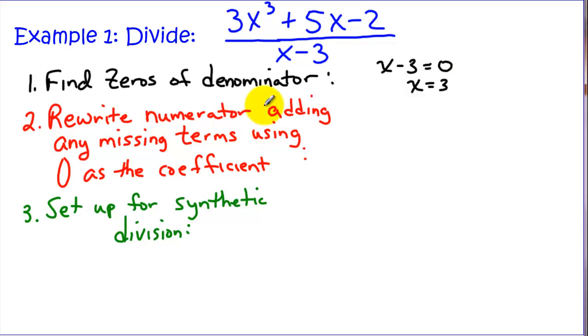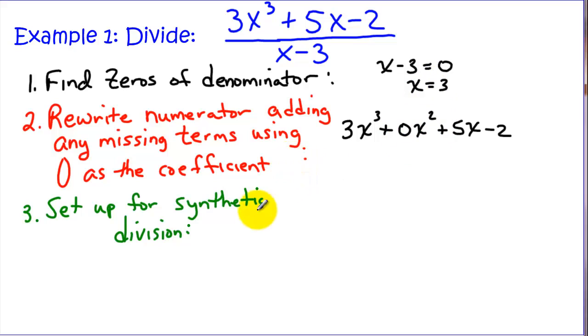For the numerator, we have to have a complete polynomial with no missing terms. This polynomial has an x cubed, but there's no x squared, so it's missing a term. We want to rewrite that polynomial adding an x squared term. To do that, I have to put a coefficient of 0 in front of it, because this polynomial is equivalent to this one, since 0 times anything is 0, so that would disappear.